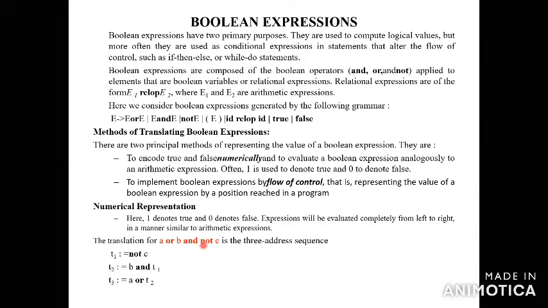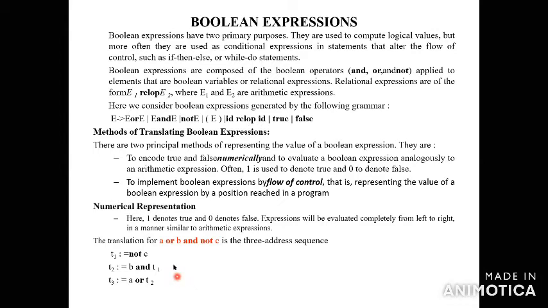Not C is T1. So B and not C: T2 will be equal to B and T1. T3 will be equal to A OR T2. So T1 equal to not C, T2 equal to B and T1, T3 equal to A OR T2. Similarly, you have to complete it.